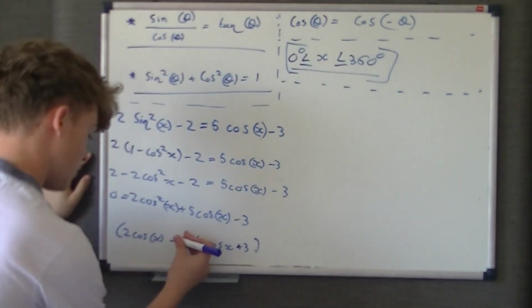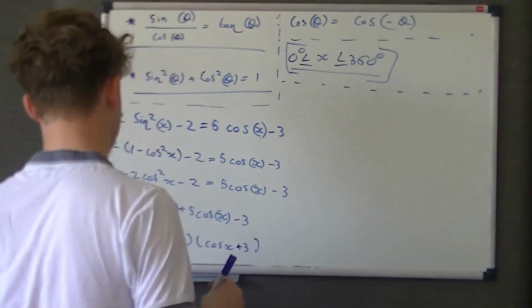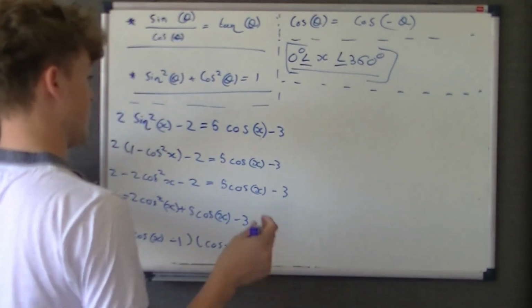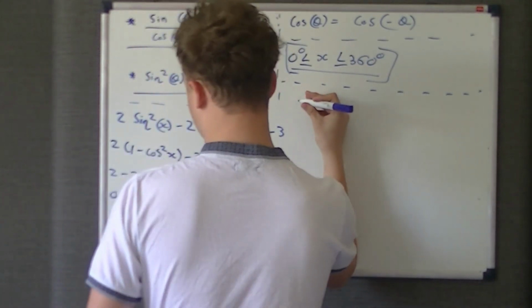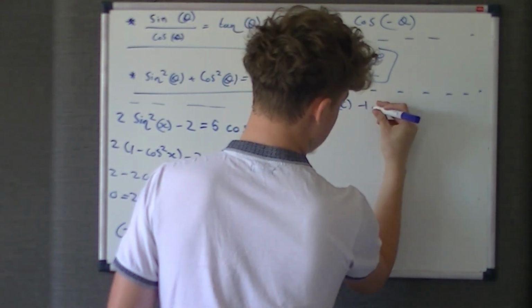Oh, plus is the wrong way around. Is it? Plus 5 cos. I'm not sure. Sorry, I know I'm sort of running out of time here. That should be right. So 2 cos squared, take 3, take 1 plus 6. Yeah, that's right, the right way around. So I've done it the wrong way around in my book. So 2 cos x take 1 equals 0.